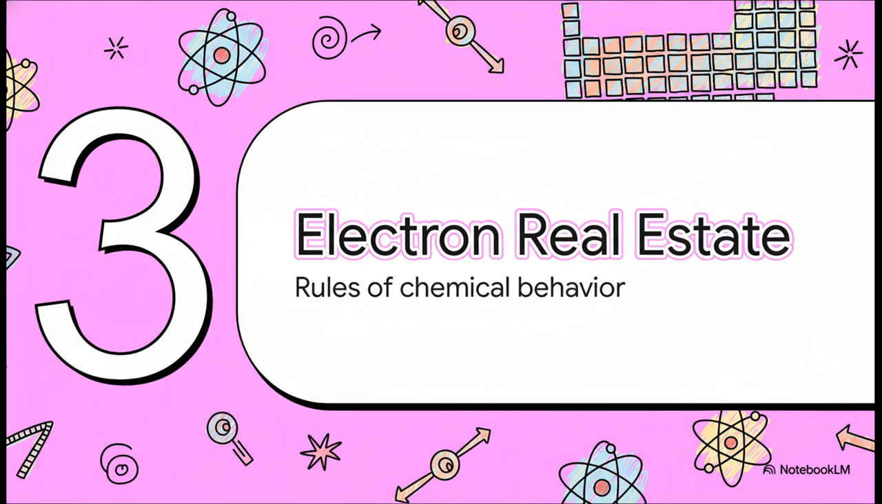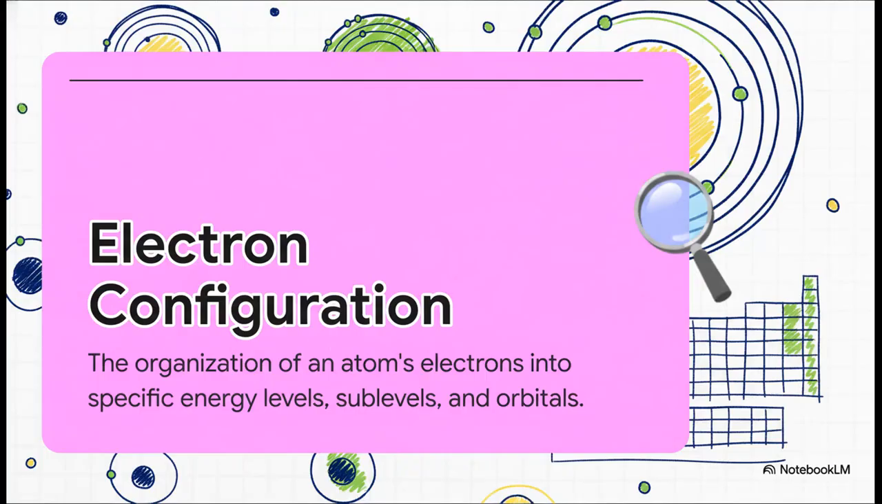It all comes down to how those electrons are arranged. So let's talk about electron real estate. Okay, the official term for this is electron configuration. It's the specific address of every single electron sorted by energy levels, then sublevels, and finally orbitals. I know, that sounds super complicated and a little intimidating. But don't worry, there's a much, much easier way to think about this.